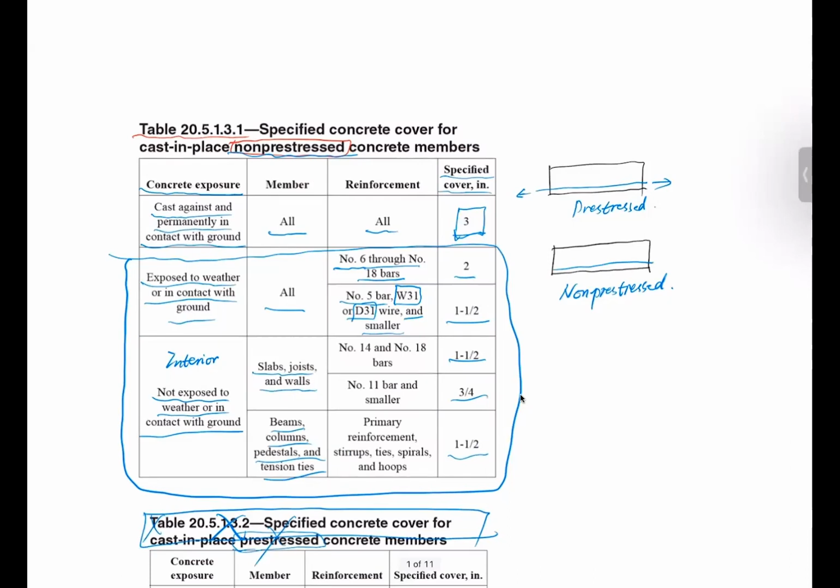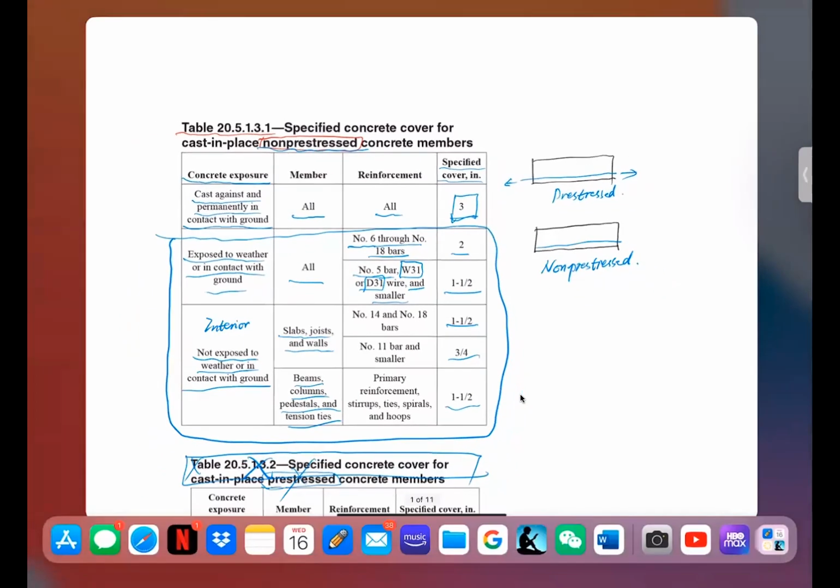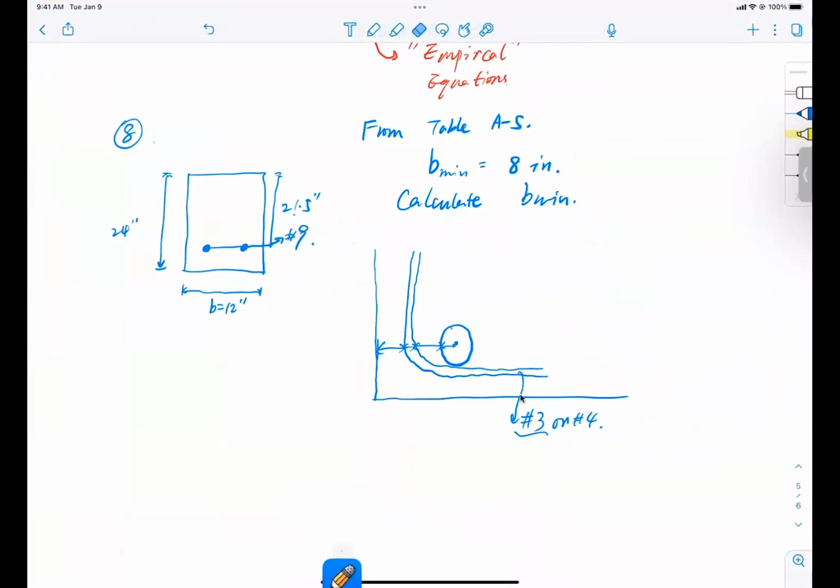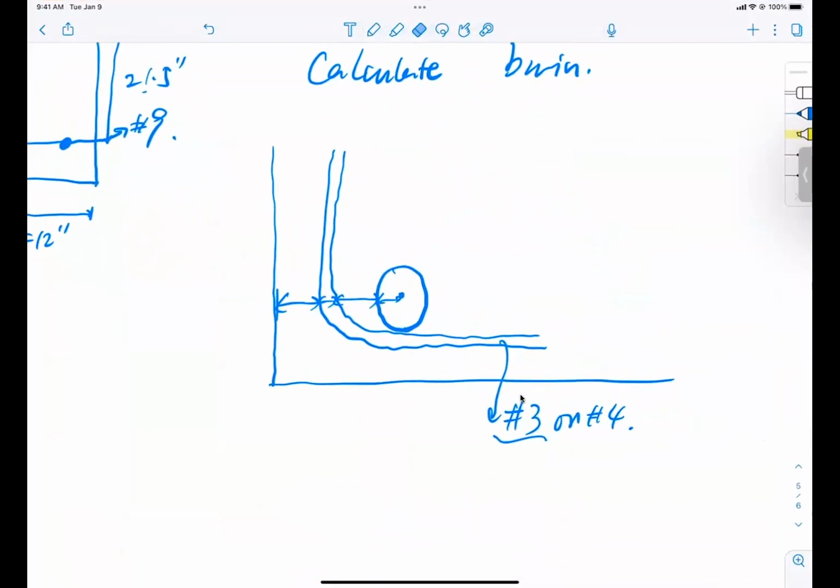Normally I don't say anything. You can assume it's interior, go with Table A5. But if I say specifically it is outside the wall, BCH, exposed to weather, exterior, you have to use this concrete cover and recalculate your beam width. So it's not that simple. All right, let's get back. A bit difficult. Yes, this is where we're at.